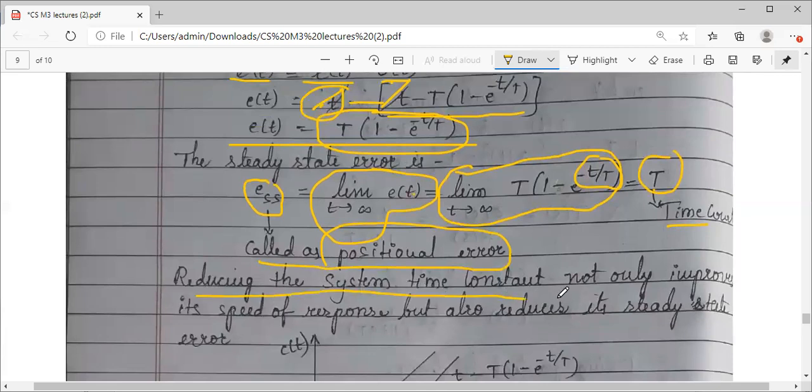Reducing the system time constant not only improves its speed, but also reduces the error. The meaning is that, as I said, जितना आपका टाइम कांस्टेंट कम रहेगा उतना फास्ट रेस्पॉन्स होगा. One more advantage is errors will be less. Okay, there are two advantages. एक तो टाइम कांस्टेंट कम होने की वजह से स्पीड ज्यादा होगा रेस्पॉन्स का, आउटपुट का, and it will also reduce the steady state errors also.